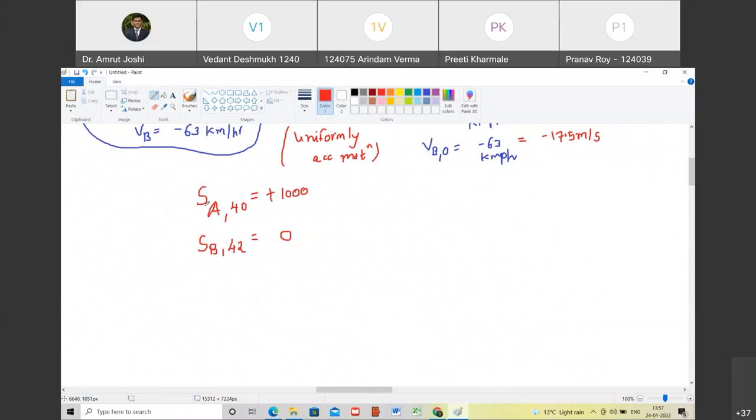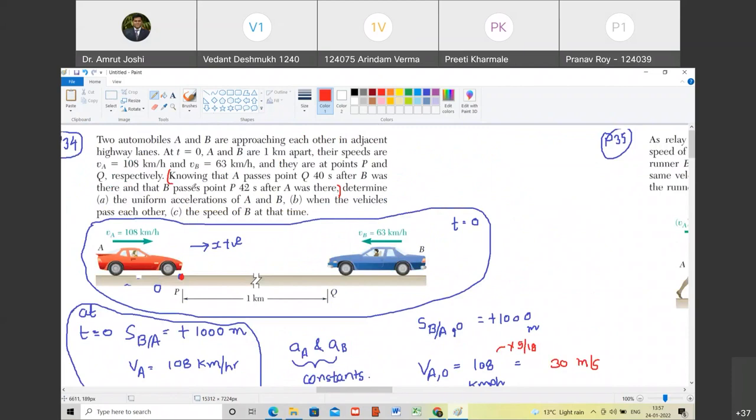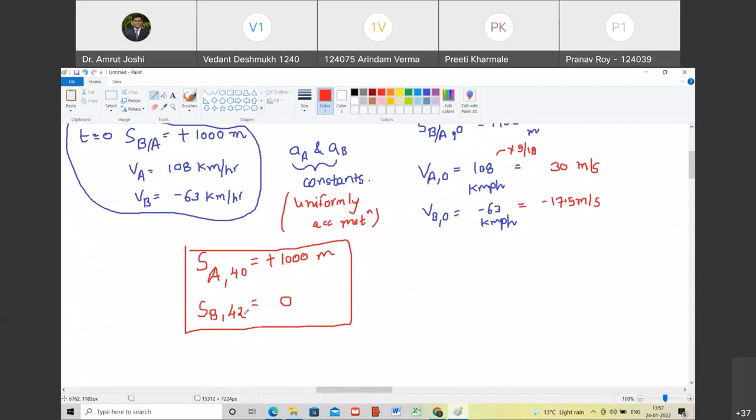So the position of car A at time 40 seconds is equal to 1000 meters. That is the data given. What is the next part of this statement? B passes point P 42 seconds after A was there. When was A there at P? A was there at P at time t equal to 0. So when will B be at point P? It will be at point P after 42 seconds. So at time t equal to 42 seconds, car B will be at point P. But P itself is the origin, so at time t equal to 42 seconds, the position of car B must be zero. Are you with me?